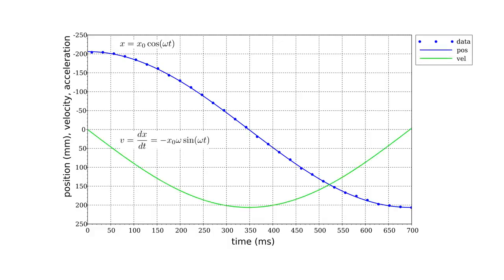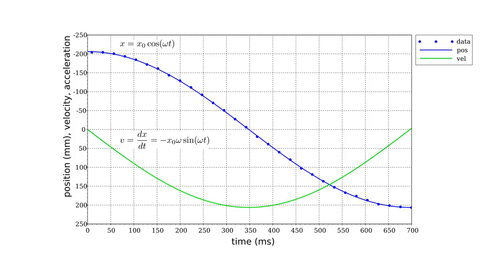Velocity is the derivative of position, the slope of the position curve. The derivative of x0 cosine omega t is minus x0 omega sine omega t. Here we plot this in green, but without the constant factor omega, so that the scale is the same as the position curve.